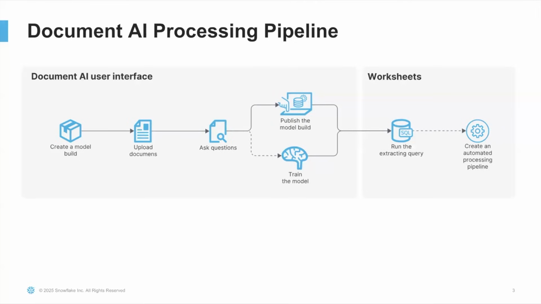So essentially, you're going through each of these documents, and it's very simple to just agree or disagree with what the question answers are. And once you're at a good spot with the training, you can publish the model. So this is kind of an iterative process to get the best results. Next, you'll go on to Snowflake worksheets where you'll be running the extraction query. And this will essentially run the model on all of the documents you have and extract all of the values that you're looking for. Next, this is optional, but you can create an automated processing pipeline that will go through several documents, or however many documents you have, and automatically extract values.